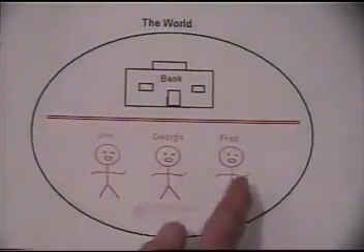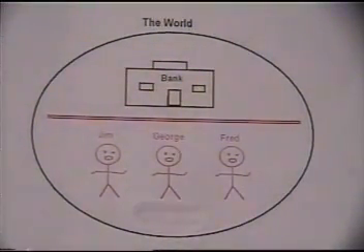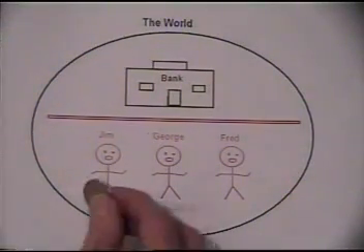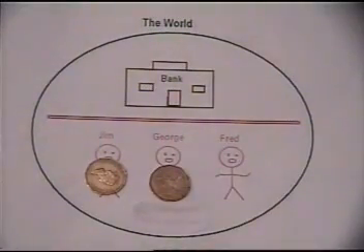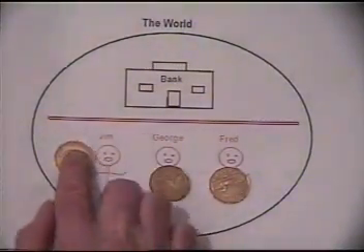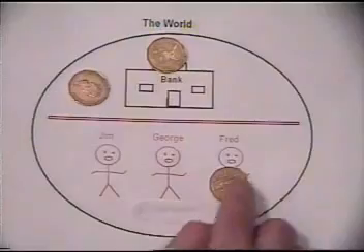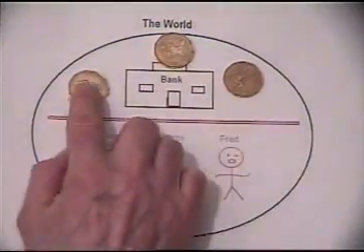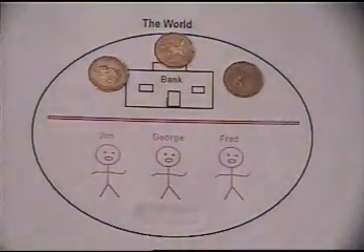Alright, these three guys are all bakers. They bake bread, and they earn $1 each for selling the bread. So all three of these guys decide that they don't want to hold on to their money out of the bank. So they go to the bank and they deposit the money in the bank. Jim, George, and Fred. So the bank has $3.